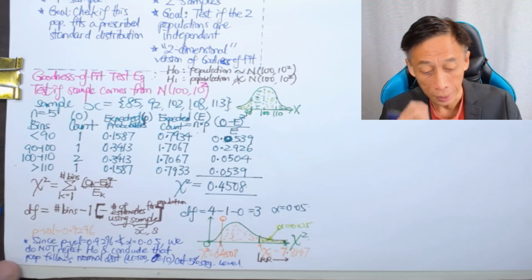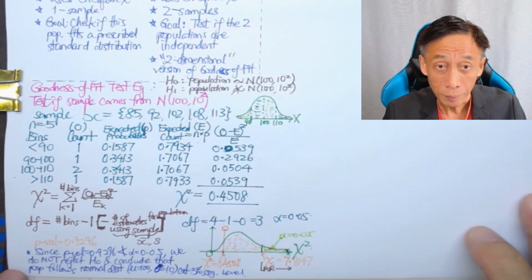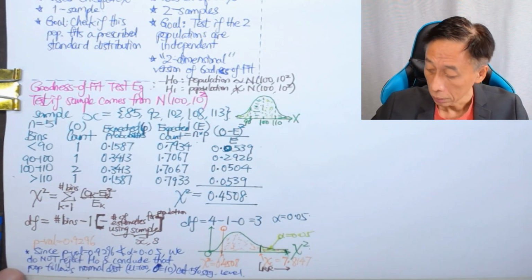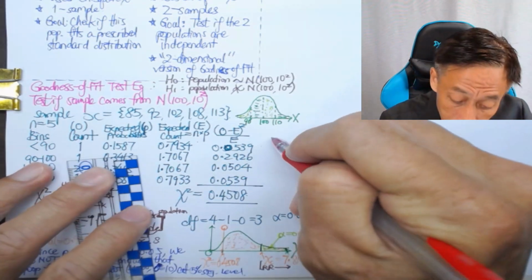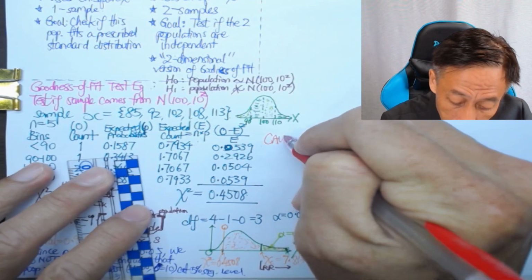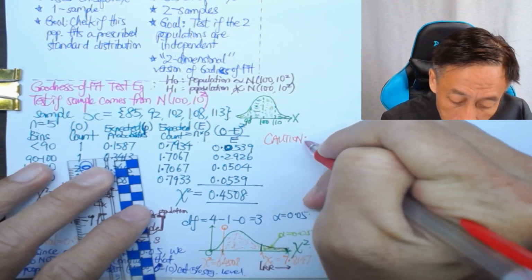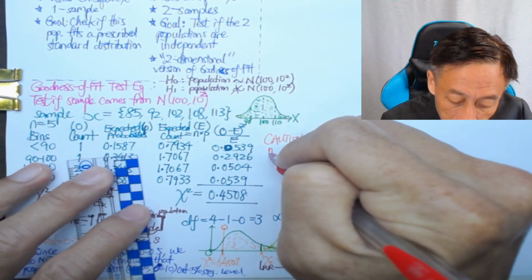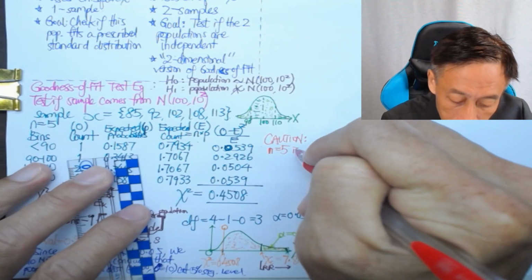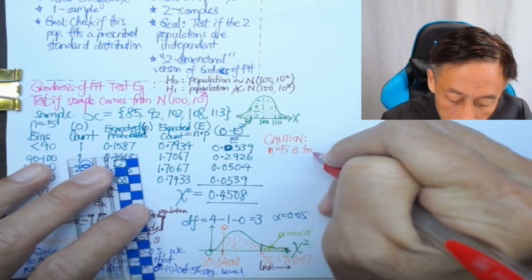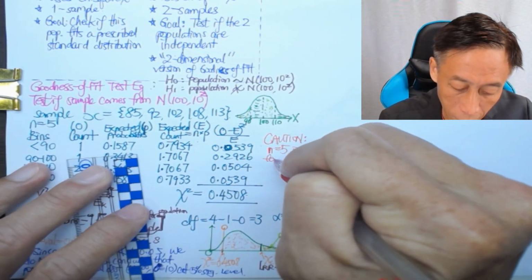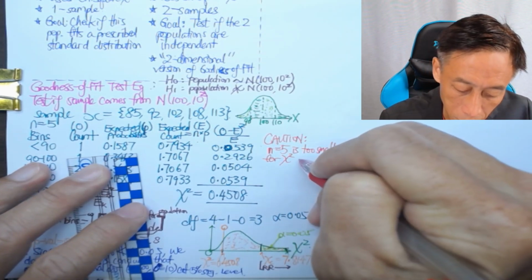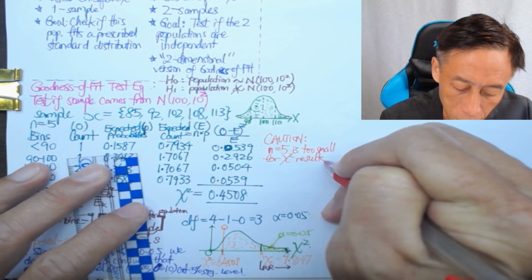Okay, so basically that's it. Now, caution here, right? Sample size 5 is too small for chi-square results to be reliable.